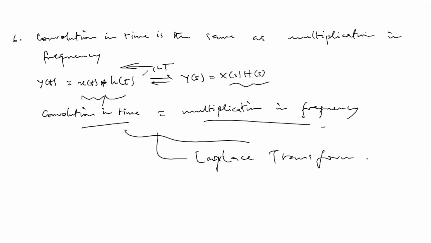Perfect. Now we've considered a few continuous time convolution examples. Let us check out one example of discrete time convolution. So this is a discrete time convolution example.